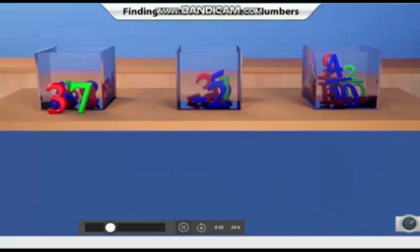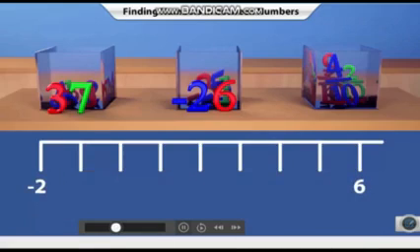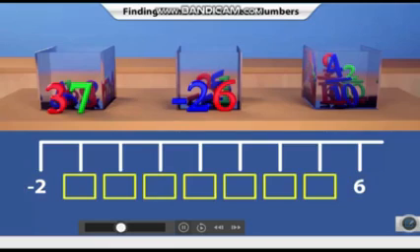Now Rogan takes out 2 integers, -2 and 6 from the box of integers. Now can you guess how many integers are there in between -2 and 6? There are 7 integers between -2 and 6. They are -1, 0, 1, 2, 3, 4 and 5.